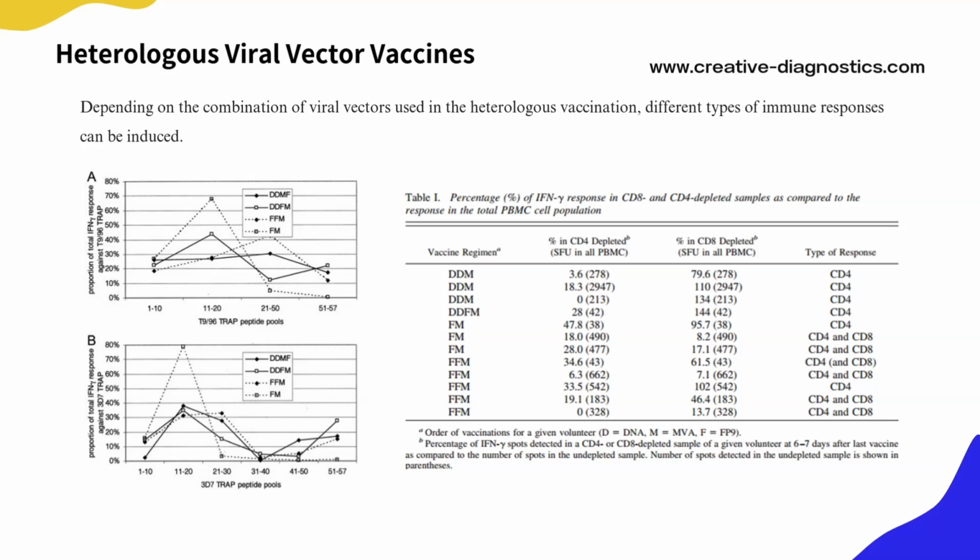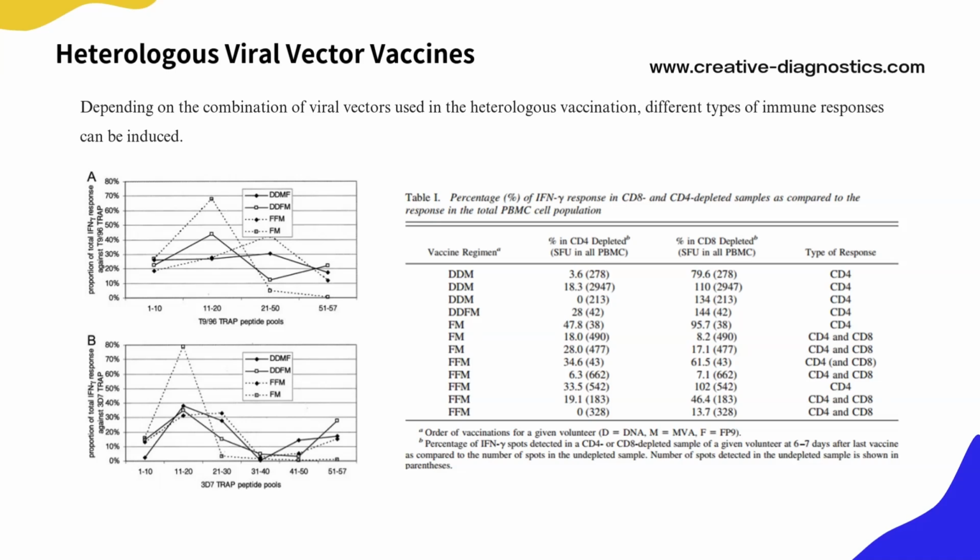Depending on the combination of viral vectors used in the heterologous vaccination, different types of immune responses can be induced. In a study evaluating prime boost vaccination strategies for immunogenicity and protective efficacy against human malaria, researchers used 3 vaccine platforms and different prime/boost combinations, including DNA plasmids, MVA vectors, and the attenuated strain Fowlpox FP9.